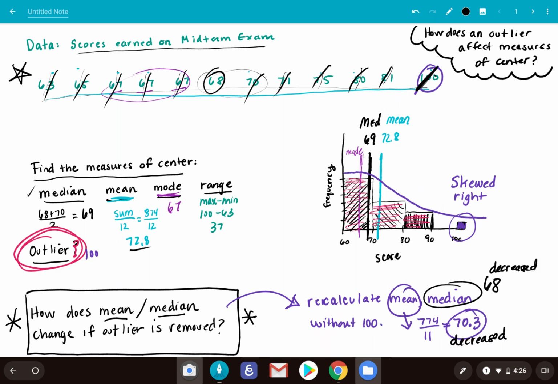The mean used to be 72.8 and the median was 69. So what happened is both of them decreased. And what that means is that with our outlier included, the mean and the median of our data set looked higher than they really are.